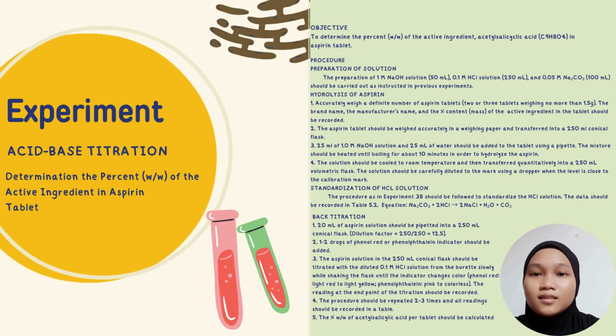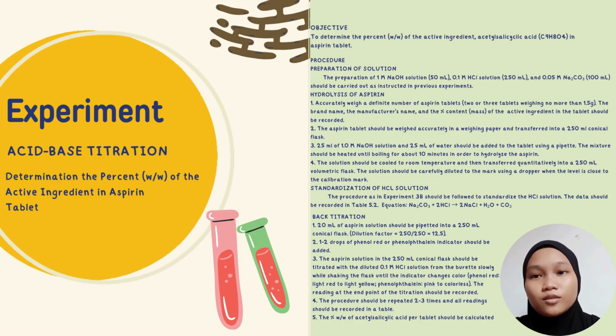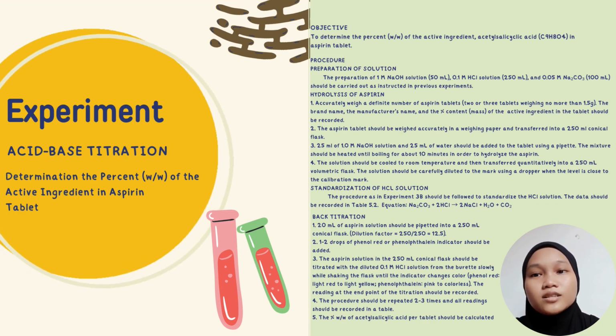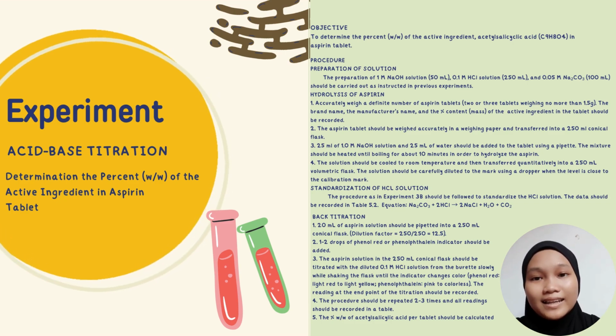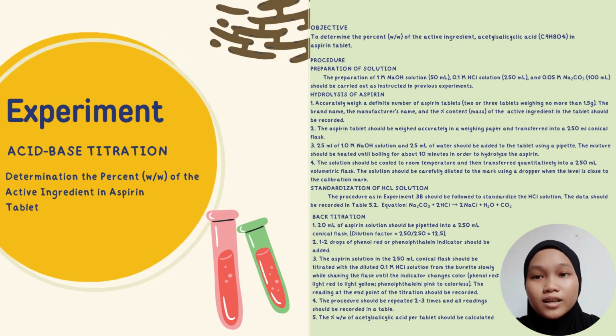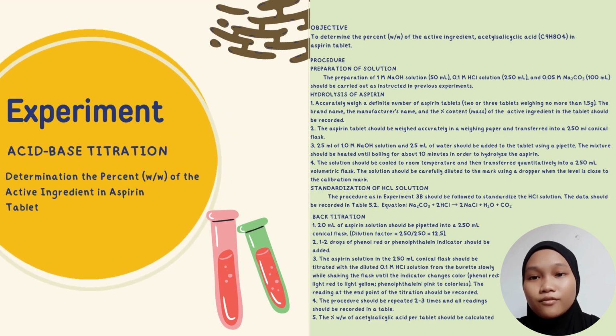As for hydrolysis of aspirin, we use 25 ml of 1.0 M NaOH solution and 25 ml of water, then heat it for about 10 minutes in order to hydrolyze the aspirin. Next is standardization of HCl solution, where we use the procedure from the past experiment to standardize the HCl solution. And the last one is back titration. The aspirin solution in a 250 ml conical flask will be titrated with dilute 0.1 M HCl solution from a burette slowly while shaking the flask. The procedure will be repeated 2 times.